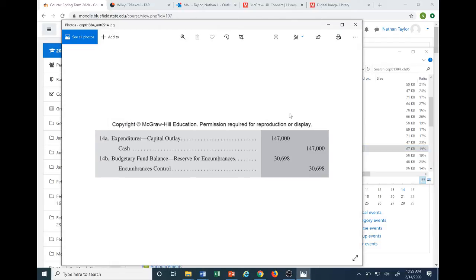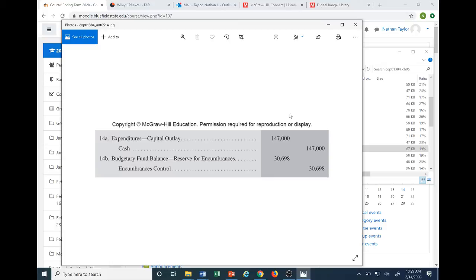So invoices for goods and services previously encumbered in the amount of $30,698 were received and approved for payment in the amount of $30,500. Additional construction expenditures not encumbered amounted to $116,500, and the entire amount was paid in cash.